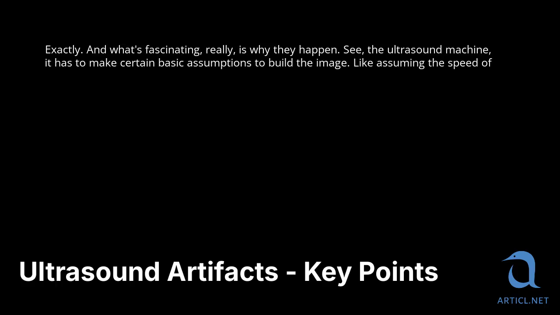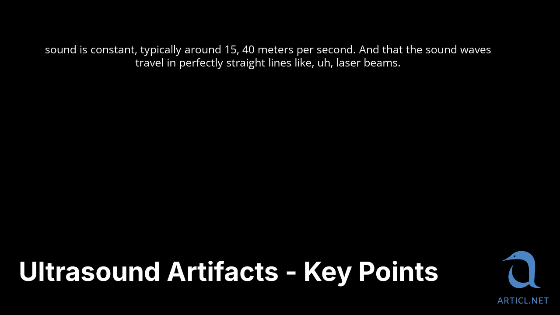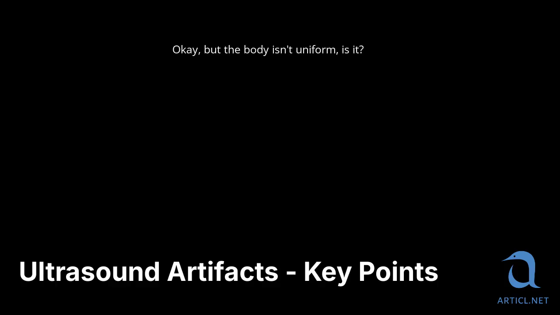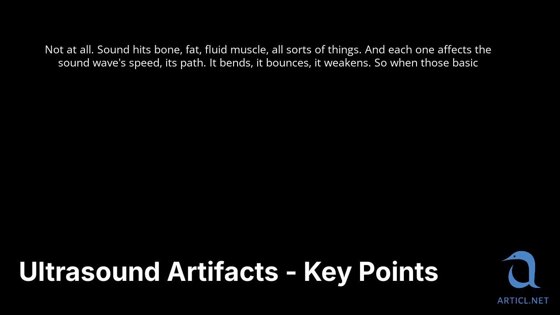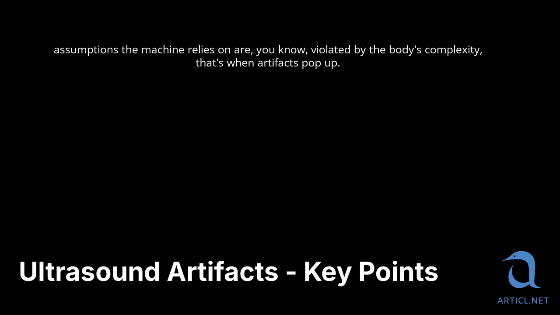Exactly. And what's fascinating really is why they happen. See, the ultrasound machine has to make certain basic assumptions to build the image, like assuming the speed of sound is constant, typically around 1,540 meters per second, and that the sound waves travel in perfectly straight lines, like laser beams. Okay, but the body isn't uniform, is it? Not at all. Sound hits bone, fat, fluid, muscle, all sorts of things. And each one affects the sound wave's speed, its path. It bends, it bounces, it weakens. So when those basic assumptions the machine relies on are violated by the body's complexity, that's when artifacts pop up.